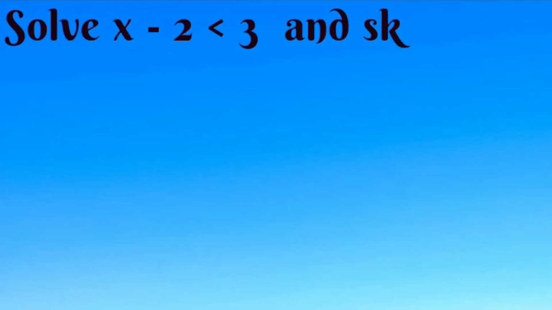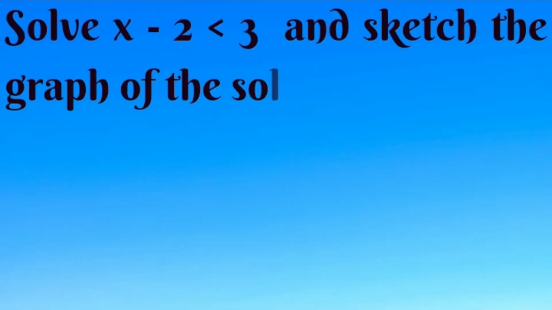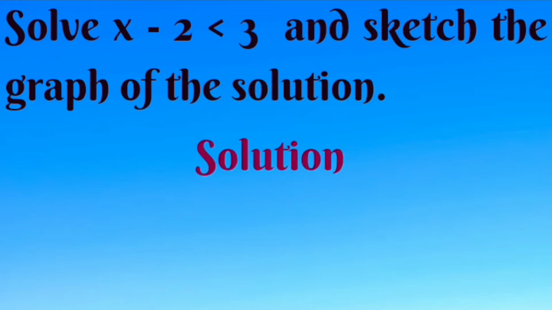Solve x minus 2 is less than 3 and sketch the graph of the solution. This is very simple. I want you to pay attention to this. What we are given is x minus 2 less than 3. So we'll solve this like we're solving a normal algebraic expression. What do you think we'll do first?